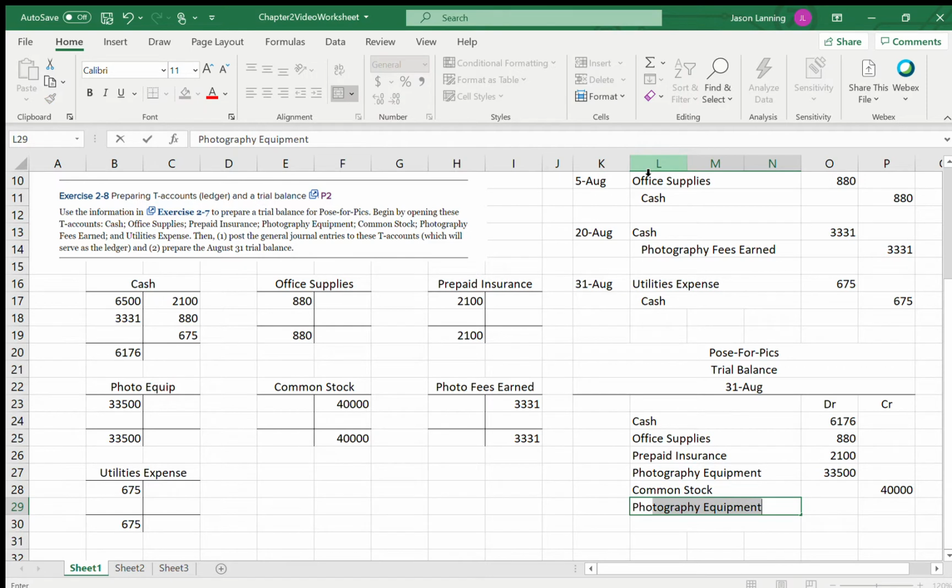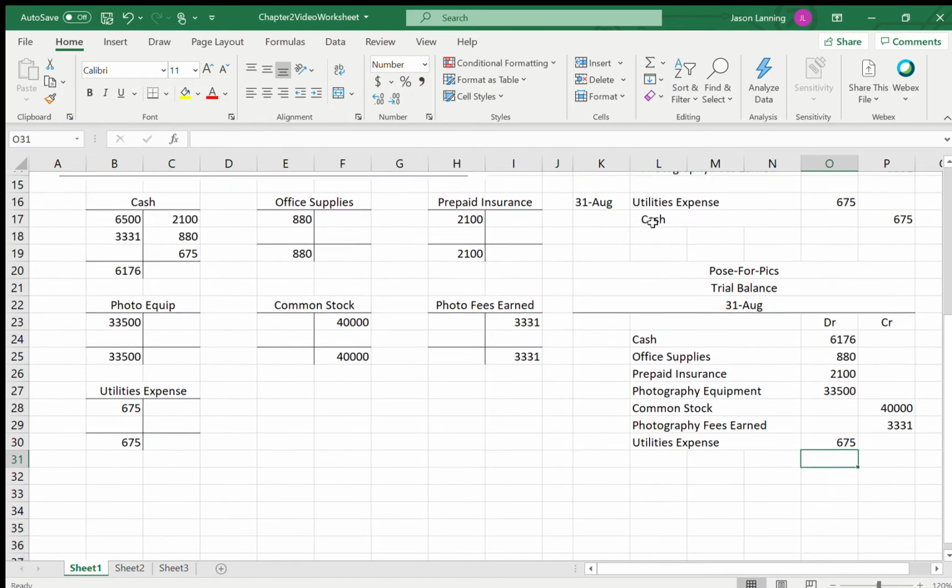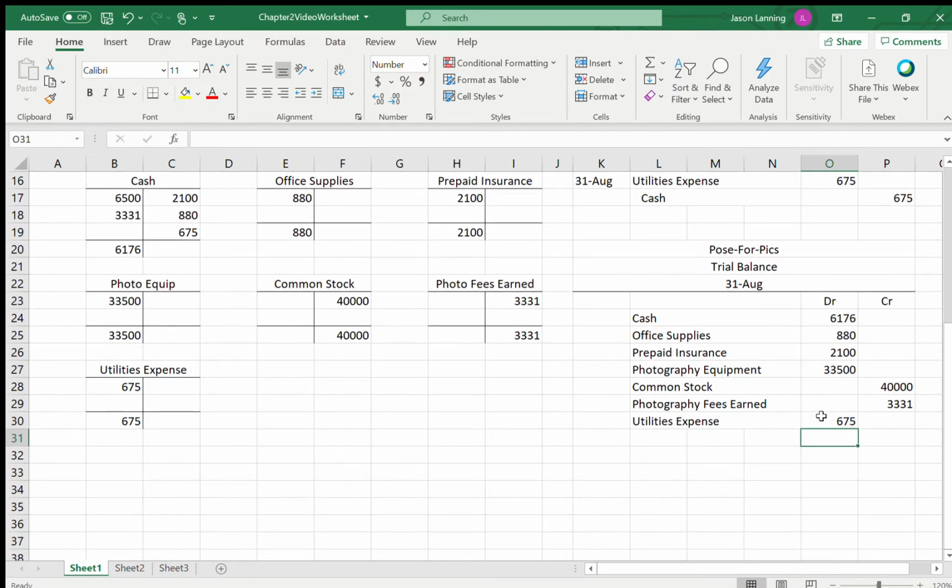And photography fees earned. That's a credit of $33.31. And then utilities expense, and we have a debit here of $675. Now, this is our trial balance. What we do is at the bottom here, we'll put some little underlines, and then we'll put in for totals.